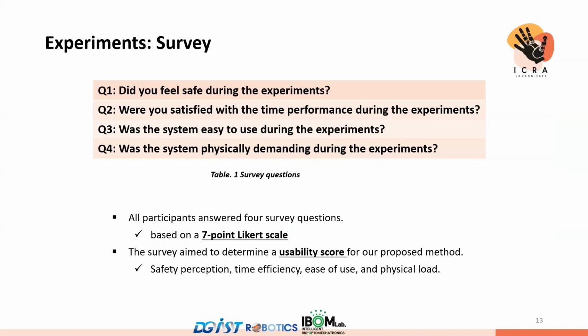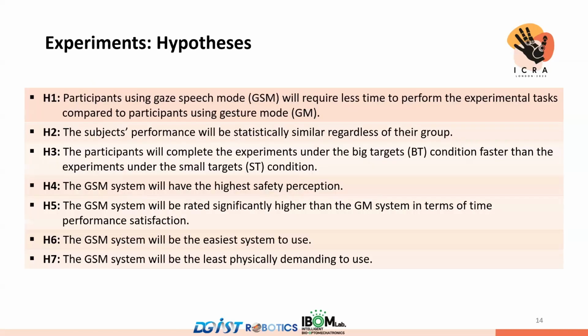All participants answered four survey questions at the end of each experiment. Table 1 shows the questions of the survey. Furthermore, each question was based on a 7-point Likert scale.